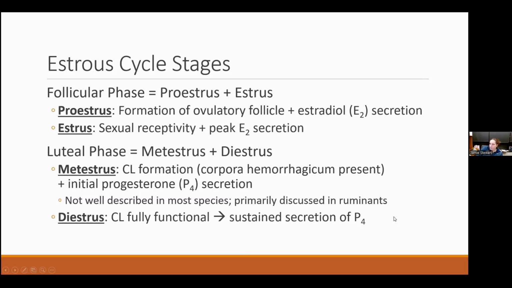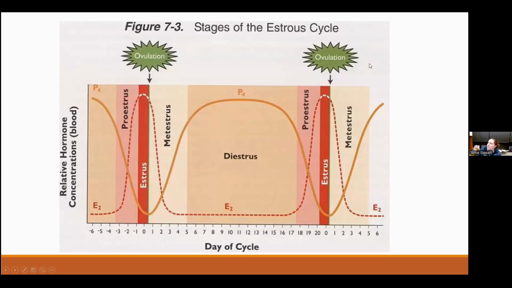secretion of progesterone. So again, this is just the same chart except broken down into those stages, where we've got proestrus, pro meaning before, so everything leading up to estrus. You see this transitional period where progesterone's going down and estrogen's going up. Then we've got estrus occurring, ovulation, and then our second transitional period where estrogen's going down and progesterone's going up, leading us into our diestrus period where we've got that sustained release of progesterone preparing for pregnancy.